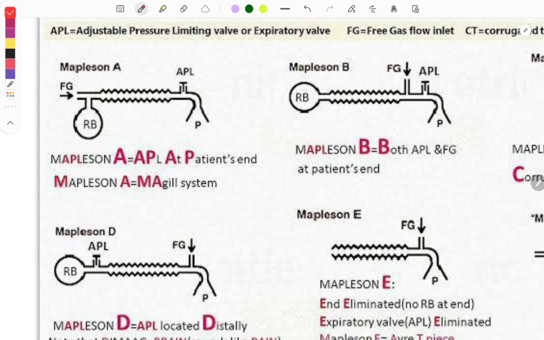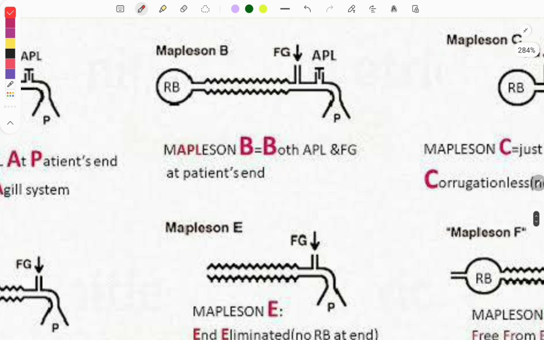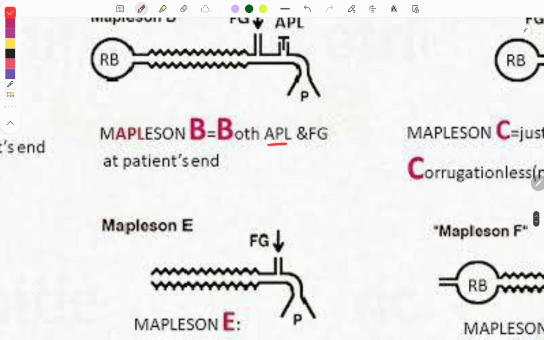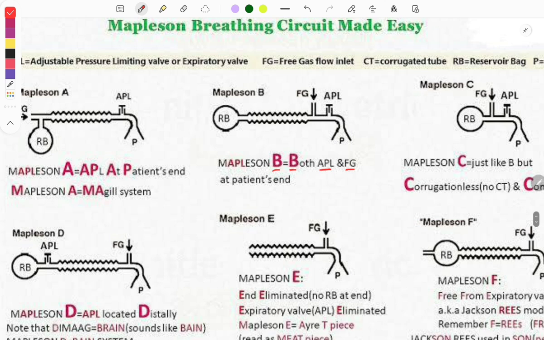In this, there will be an adjustable pressure valve present at the patient's end. So it is the adjustable pressure valve. Then in B, there are two components present, the APL, that is the adjustable pressure valve, and the fresh gas. So both are present at the patient's end in the Mapleson. So you can remember that Mapleson B has both APL and the FG, and in Mapleson A it will be the APL. So you can remember it like this, and this is also called the McGill system.